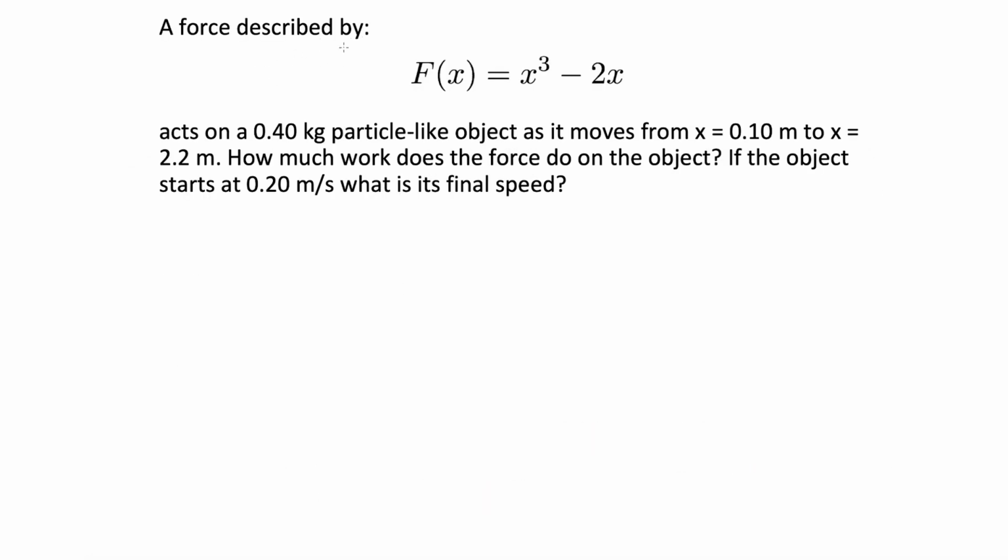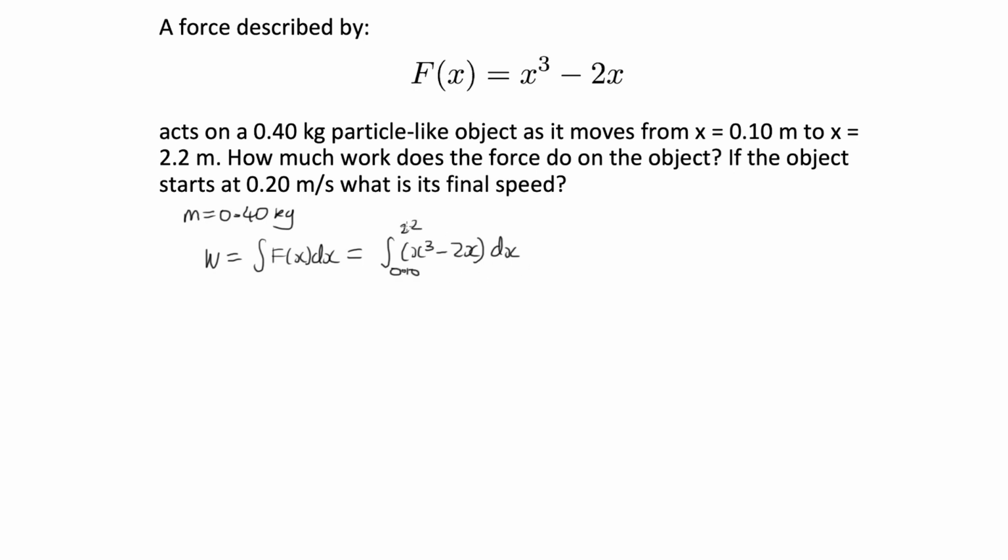So in this problem, we're told that the force, which is described by x cubed minus 2x, acts on a 0.40 kilogram particle as it moves from x equals 0.1 meters to x equals 2.2 meters, and we're asked how much work does the force do on the object. So to calculate the work, we'll need to use that the work is equal to the integral of f of x dx. So in this case, we've got x cubed minus 2x dx, and we're going from 0.10 meters up to 2.2 meters.